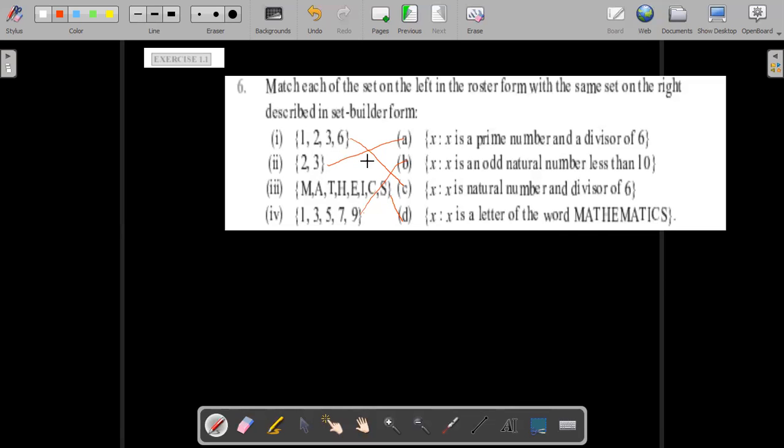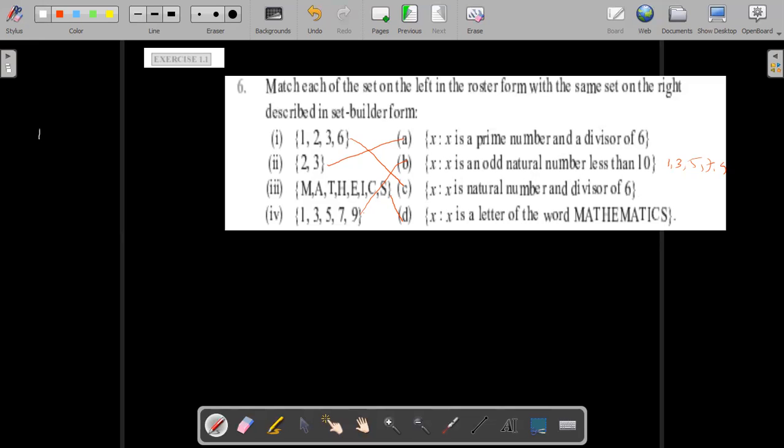Prime numbers mean numbers which are not having any other divisor. So 2, 3 are prime numbers which divide 6. And odd natural numbers less than 10 are odd numbers which are not divisible by 2. So 1, then 3, then 5, then 7, then 9. Okay, so this will be the answer.